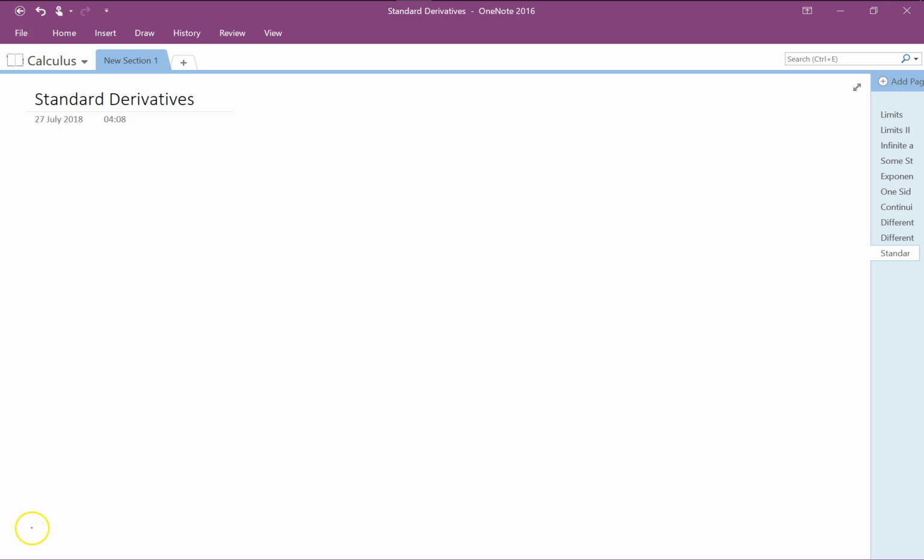Let's look at standard derivatives. f of x equal to k. Now this is a constant, and since there is no x on the right hand side, any change in x has no impact on the function. So which means f prime of x is equal to 0. Now if you want to prove it, then again use the definition itself.